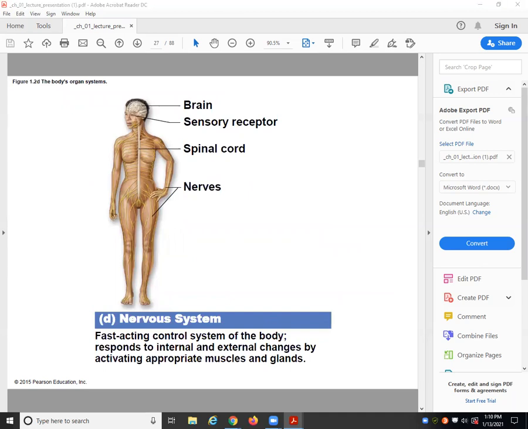So you can see there the brain, and you have sensory receptors in the eye, but you have various other spots in the body, the spinal cord, nerves. Again, responding to changes, activating muscles and glands.